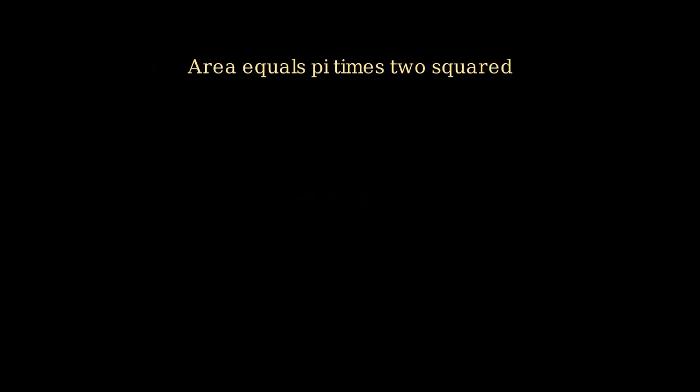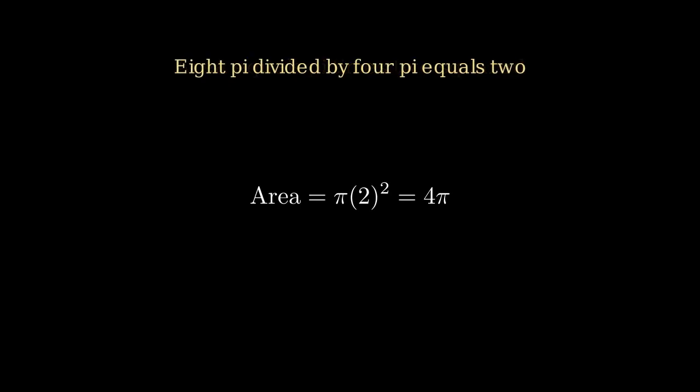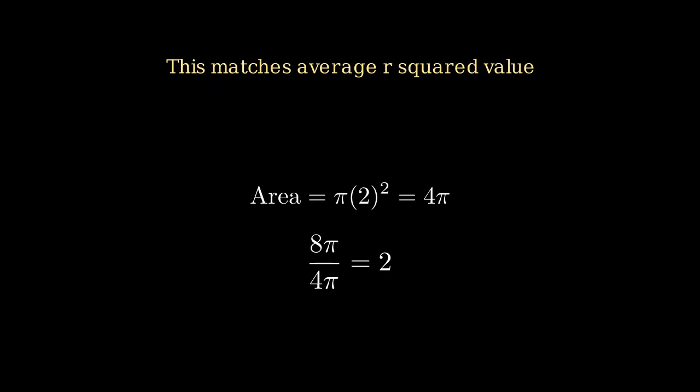The average value of x squared plus y squared over the disk, multiplied by the area of the disk, should match our result. The area of a disk of radius 2 is pi, multiplied by 2 squared, which equals 4 pi, and 8 pi divided by 4 pi equals 2, which matches the expected average value of r squared over this disk. This confirms that our polar coordinate answer of 8 pi is correct.